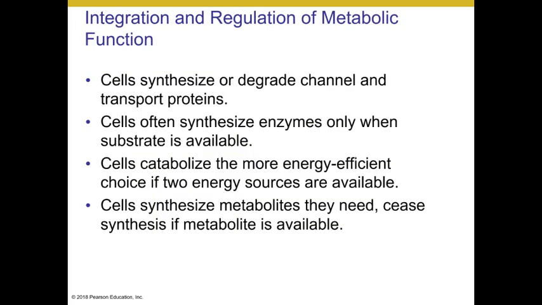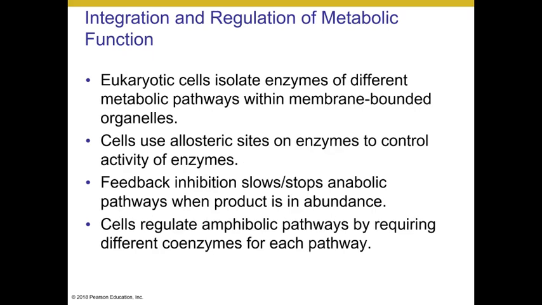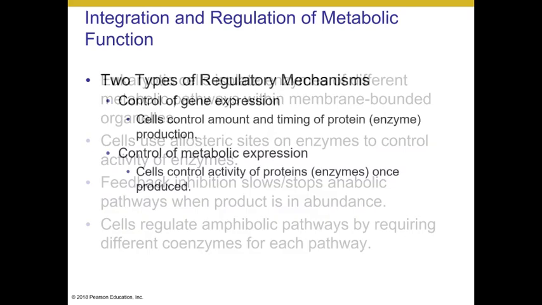Cells are smart. They use the most efficient energy source first. They only make enzymes when their substrate is available. And they stop making products when enough has been produced. In eukaryotic cells, enzymes for different pathways are kept in separate compartments, organelles. This prevents interference and allows fine control. NCLEX tie-in. This separation explains why certain poisons or antibiotics are selective. They may target bacterial cytoplasm, but not human mitochondria.